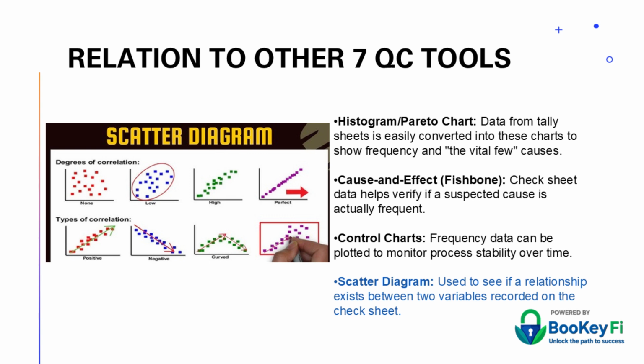Used to see if a relationship exists between two variables recorded on the check sheet. For example, you can use the data to see if an increase in machine temperature directly correlates with an increase in the number of defects recorded.